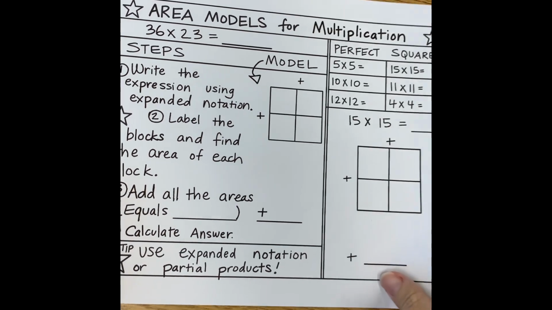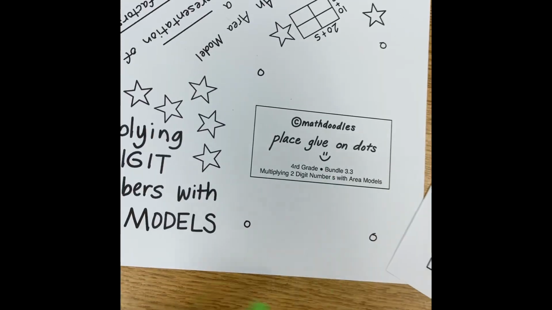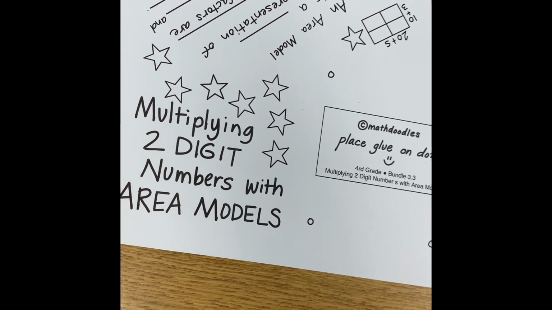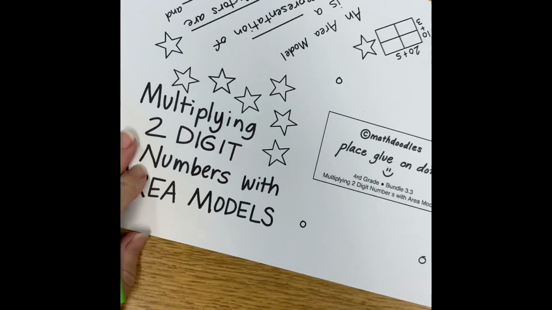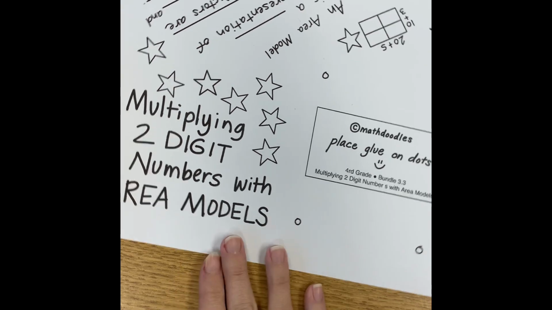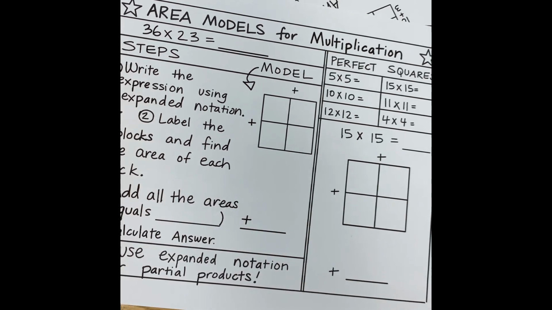We are going to do a journal this week and we are working on multiplying two-digit numbers by two-digit numbers. So sometimes you'll hear teachers just say 2 by 2. That is talking about a two-digit number by two-digit number. So you're going to need 2 pages. This cover page that says multiplying two-digit numbers with area models. And then this one, area models for multiplication.